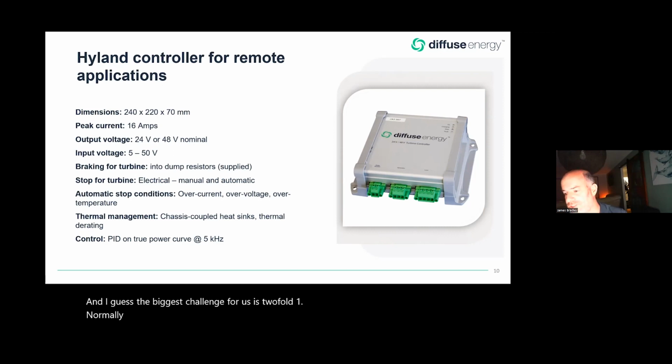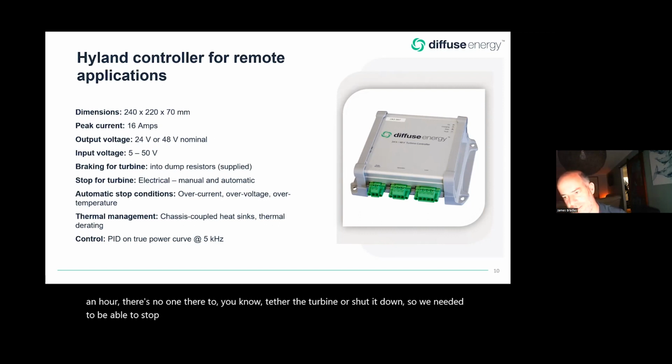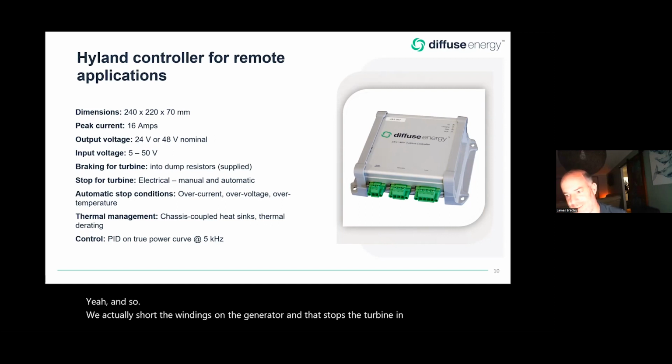One, normally it's assumed that a micro wind turbine is going to have a person around in a storm. Our turbines are mounted out in the middle of nowhere. And so if it does blow 150 kilometers an hour, there's no one there to tether the turbine or shut it down. So we needed to be able to stop the turbine in those situations. We actually short the windings on the generator, and that stops the turbine in much less than a second.